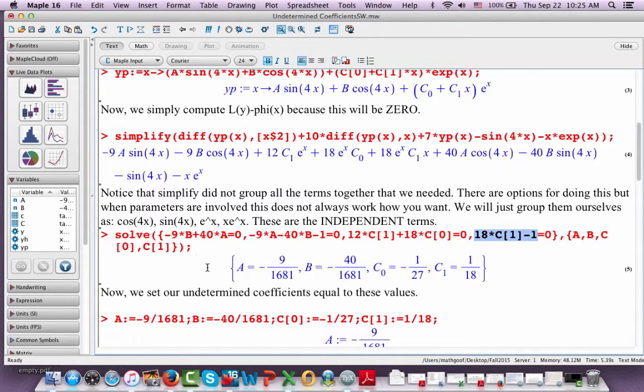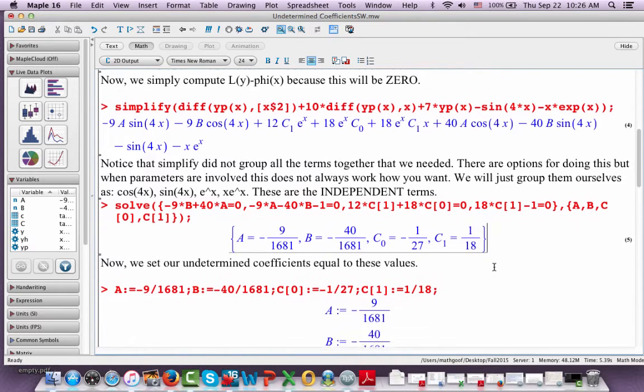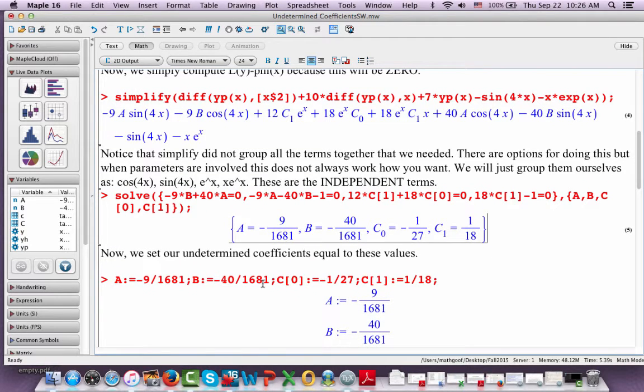So then I hit solve, and it tells me what all these things are. But it didn't set them equal to them. It didn't put those values into the labels A, B, C0, and C1. There's a quicker way of doing that. I'm not doing this the most efficient way. I'm doing this to illustrate steps. So once we have this, then I would just type down and copy.